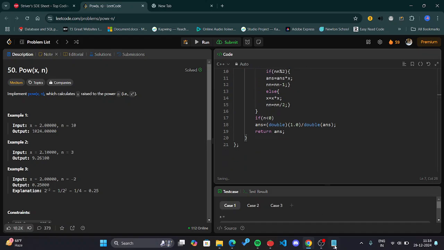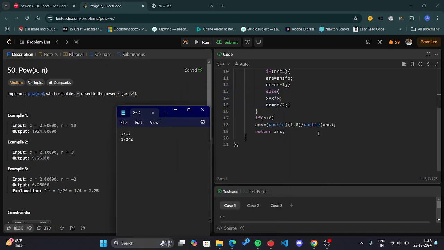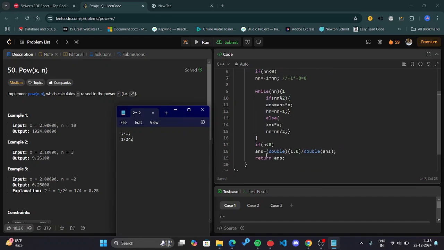And at the end, what I just showed you here, we initially divided by 1, right? Therefore 1 divided by the answer, the final answer. That is the power thing. So for the negative case, you have to do this part also: if n is less than 0, if it's negative, then answer is equal to 1 by the final answer.